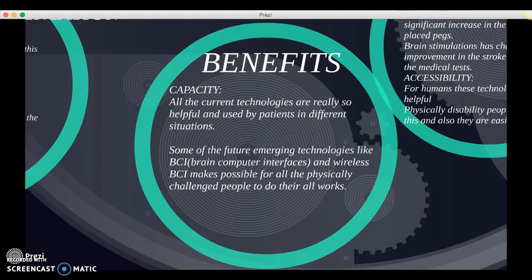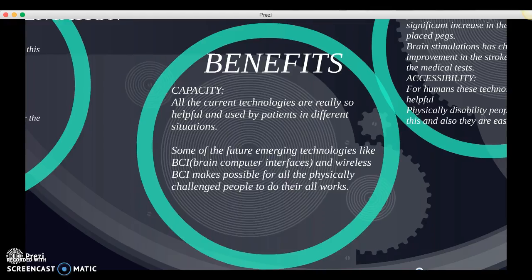And here is the benefit for the capacity. All the current technologies are really helpful and used by patients in different situations. Some of the future emerging technologies like BCI, which is brain computer interfaces, and wireless BCI make it possible for all physically challenged people to do all their work.